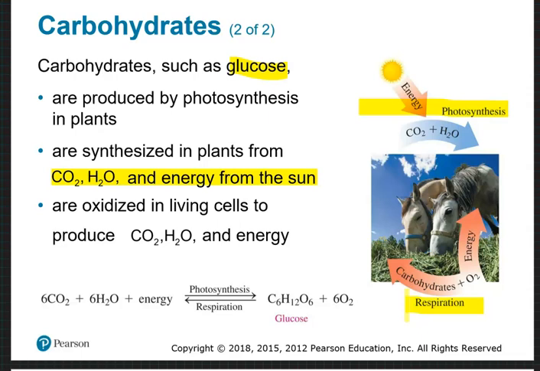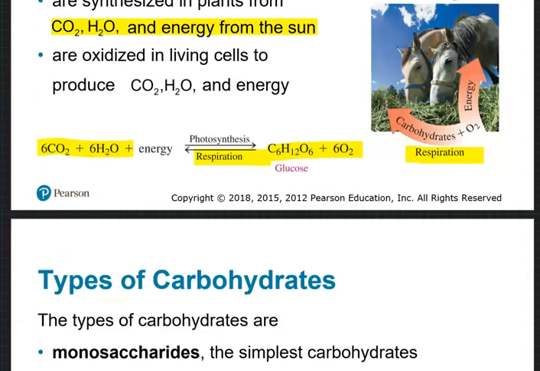Now, in the process of respiration, not only respiration, there are other processes that animals can use, but generally speaking, in the process of respiration, glucose is oxidized by oxygen back to carbon dioxide and water, releasing energy. So this is one of the main components of the cycling between organic carbon in carbohydrates and inorganic carbon in carbon dioxide.